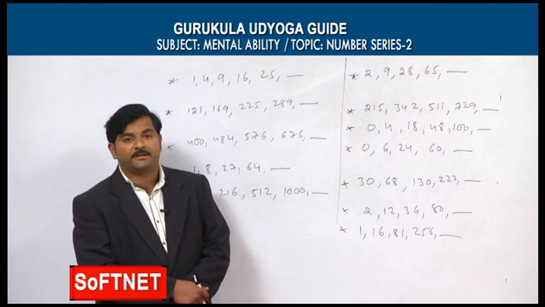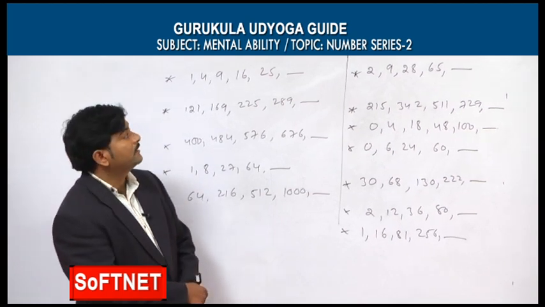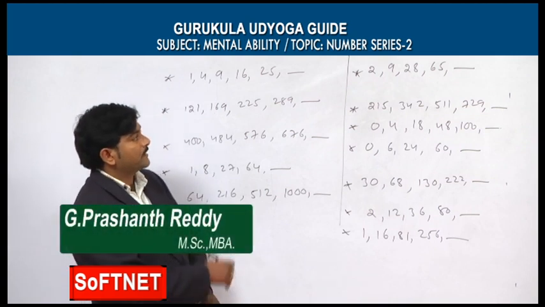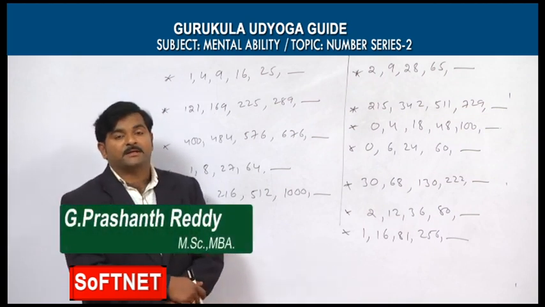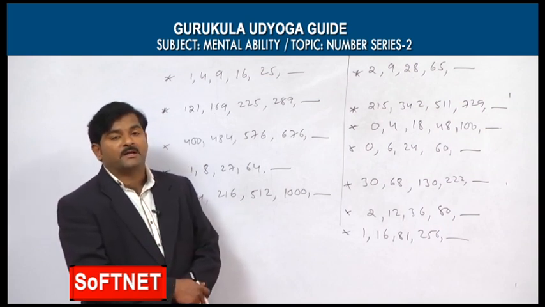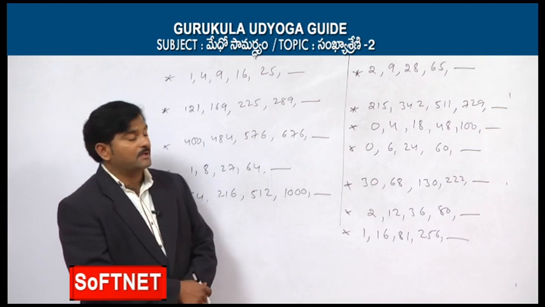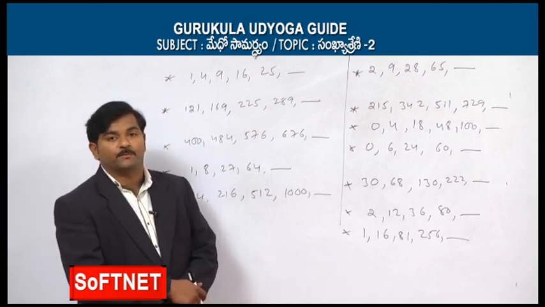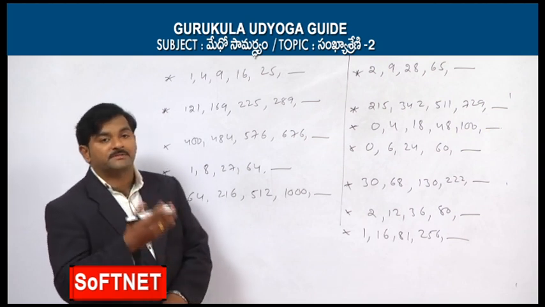data interpretation part. In this regard, we already saw some topics. Now let us discuss the continuation part of the number series. In the last session we already saw number series 1. Now in this session we are going to see number series 2. We already saw many types in the first one.